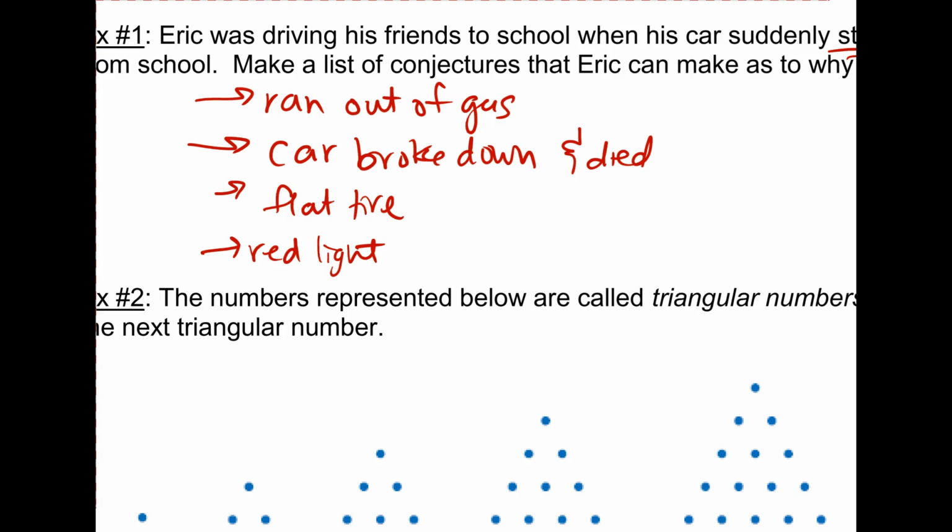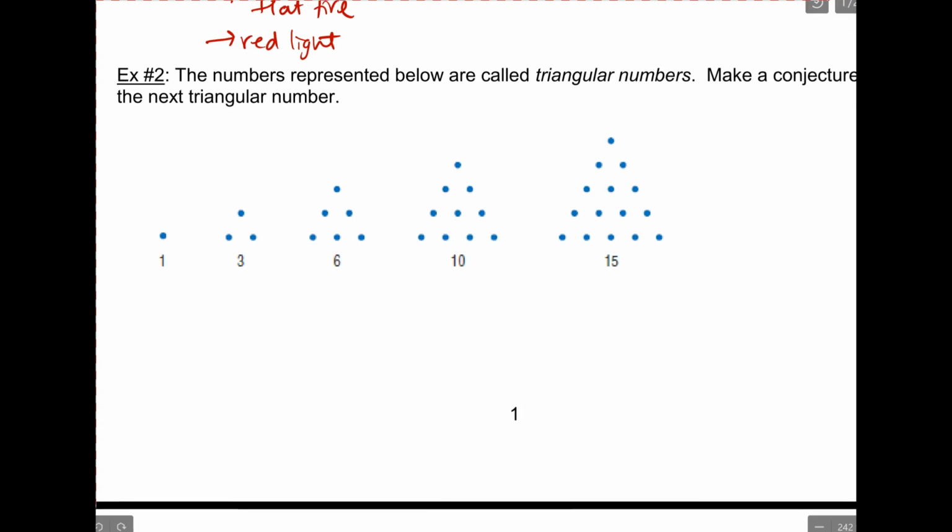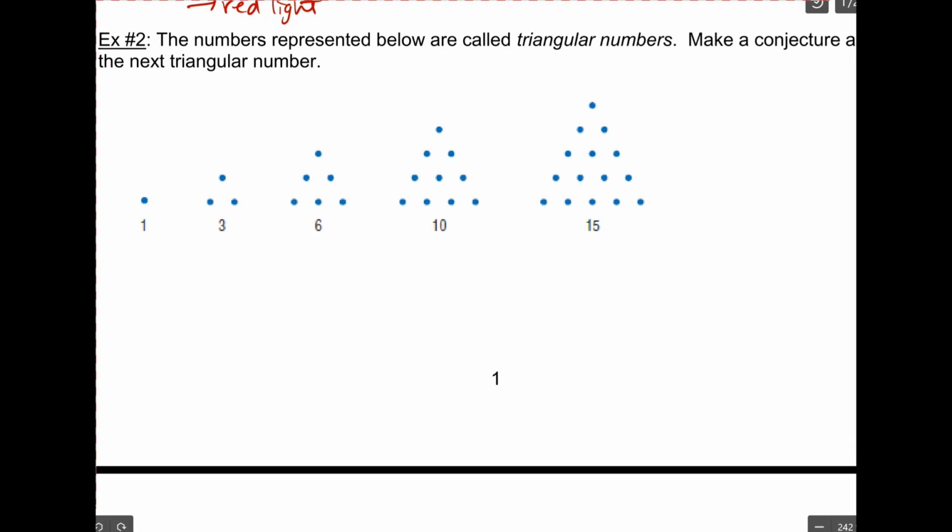All right, so example 2, the numbers represented below are called triangular numbers. Make a conjecture about the next triangular number. So what do we notice is happening from one to another? From going from 1 to 3, what happens? 2 more dots come out. I added 2 more dots. What about here? Added 3 more dots. What about here? 4 more dots. 5 more dots. So we're trying to make a conjecture about the next triangular number.